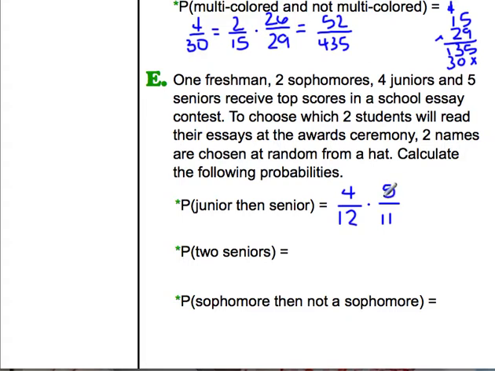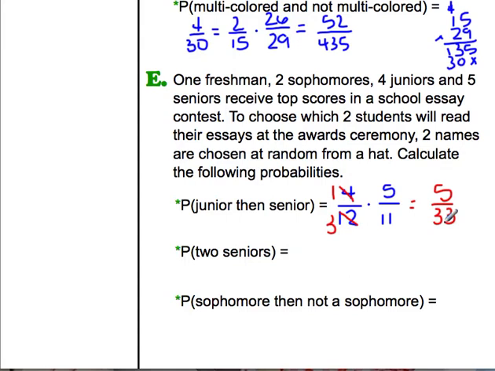I am going to go ahead and simplify this. 4 12ths, I'm going to simplify this down to 1/3 because it's going to make my life a whole lot easier. 1 times 5 is 5. 3 times 11 is 33. So 5 out of 33 chance. So I'll let you change that into decimal and percent.